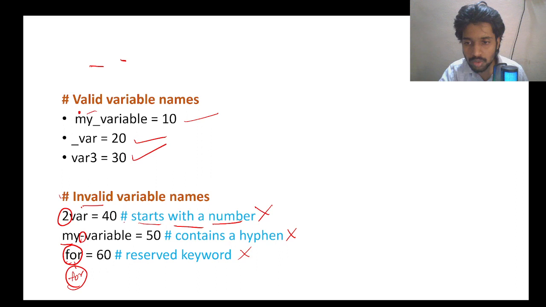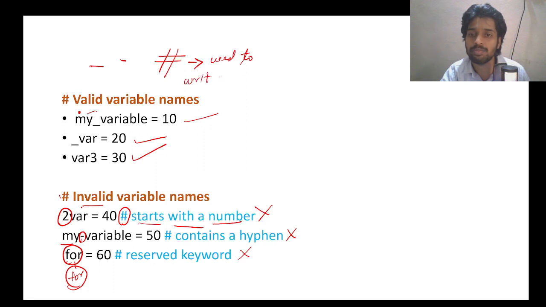Here, if you can notice, I'm using the hash symbol. This one is used to write comments. Okay. Comments are the text which will not get executed.